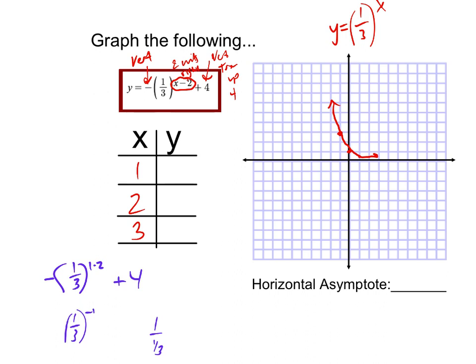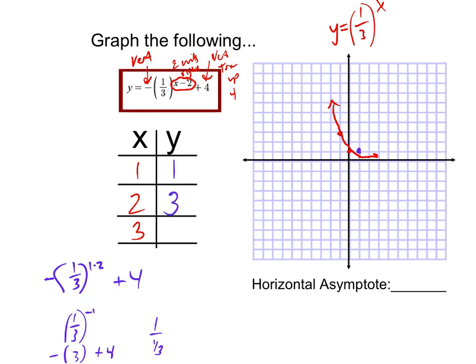So it'd be 3, but it's a -3, and then plus 4, so that would actually be the point 1, 1. So 1, 1 is a point here. If I put 2 in there, then that would be 1/3 to the 0, which is 1, but then a -1 because the negative's out front. So -1 plus 4 is 3.